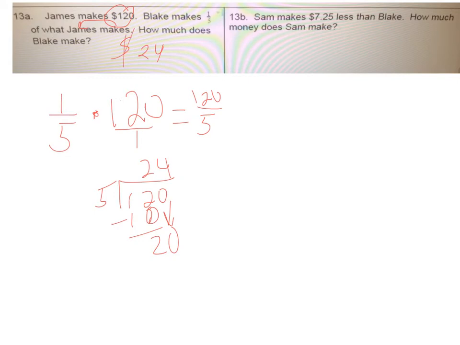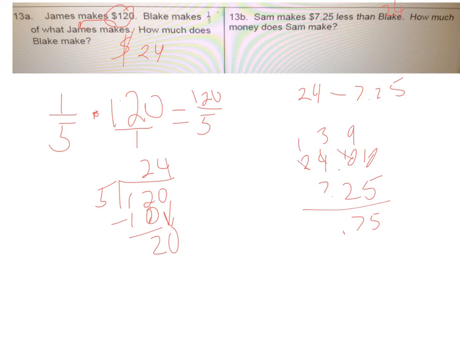From there, if you read on to 13b, it says Sam makes $7.25 less than Blake. How much money does Sam make? Well, you know Blake makes $24, right? So less than is the freaky one. So we do 24 minus $7.25. So I go 24, line up my decimals, $7.25. You're going to have to do some borrowing. And you're going to end up getting $16.75 for Sam. All right?